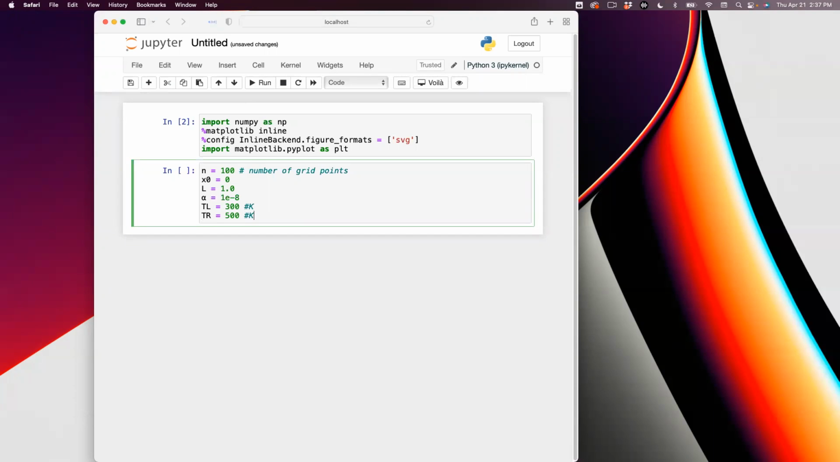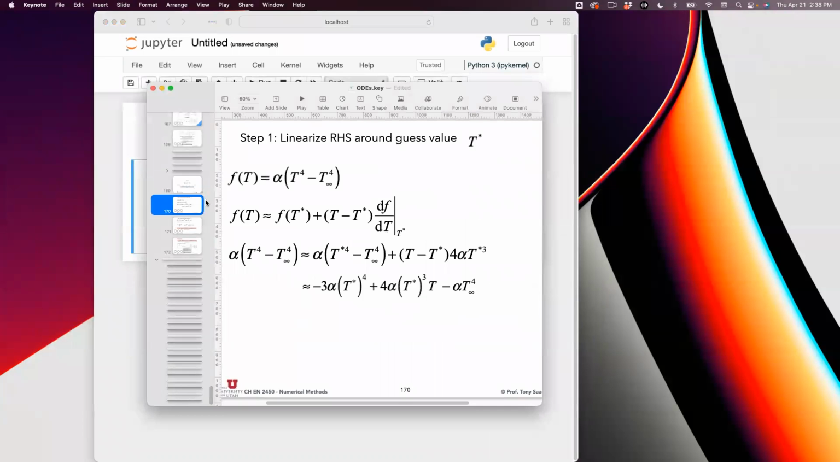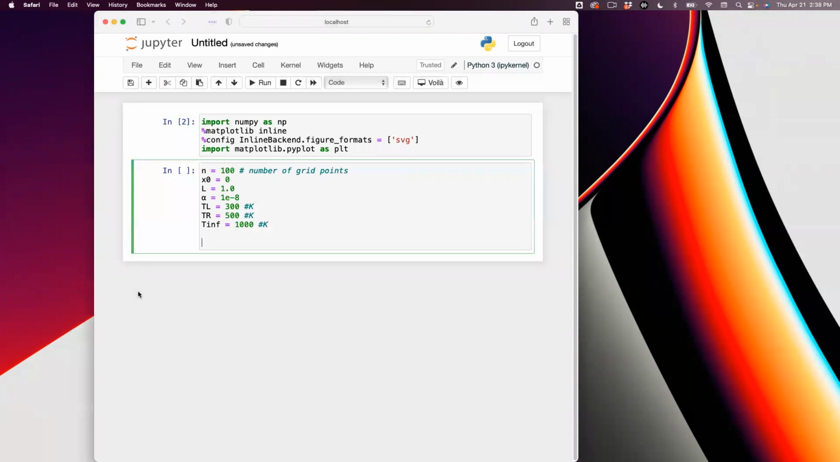Oops, Kelvins. Okay, and then T infinity, because this is a radiative environment, I'm going to do maybe 1,000 degrees. Could be less. So now to build this coefficient matrix, this is a tri-diagonal system of equations, right? We know how to do that. So we're going to build a lower diagonal, main diagonal, upper diagonal, and the right-hand side. Okay, so let's go ahead and do it.